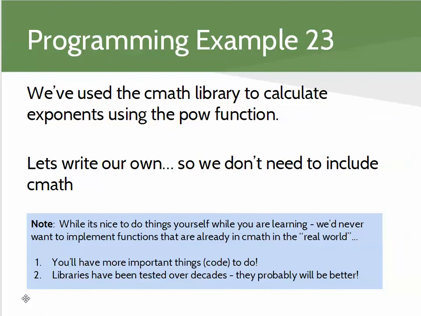So as a first example with this, programming example 23 is looking at writing our own version of one of the CMath library functions. We've used the power function several times in our programs, and the power function accepts 2 parameters, a base and an exponent, and it will return back to us the result. So what we're going to do here is write our own power function. Rather than including CMath, we're going to do it ourselves.